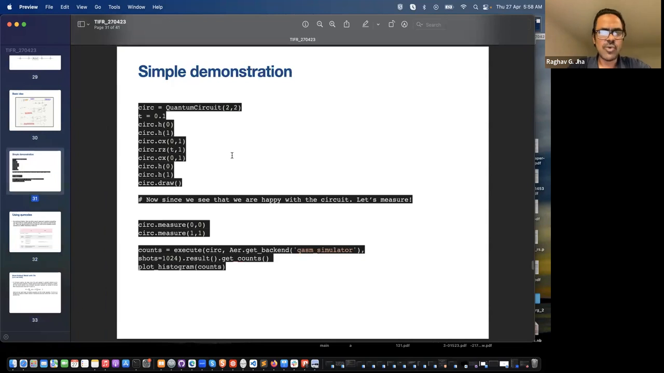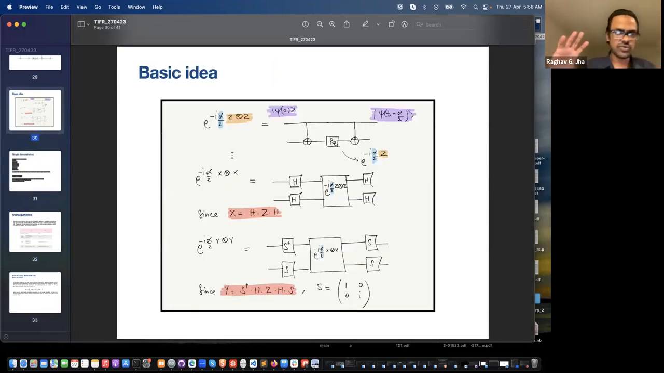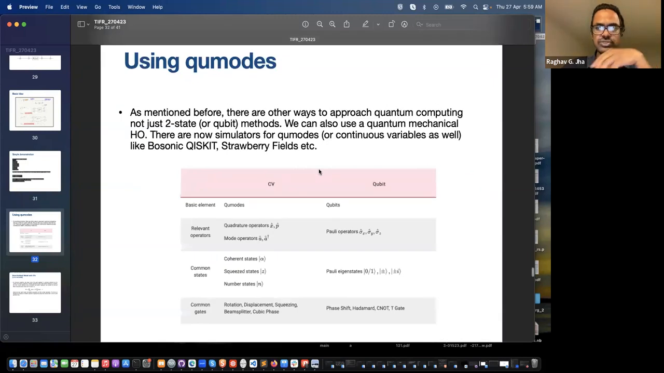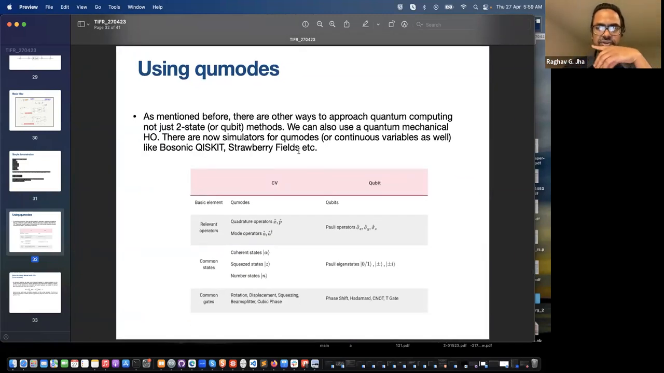And till now, whatever I was talking about was related to the idea of qubits. It's a 2-state system, but we can play the same game using continuous variables. So there's another approach, which is the continuous variable approach. And for that, there's a different simulator called the Strawberry Fields simulator. And the differences are here.